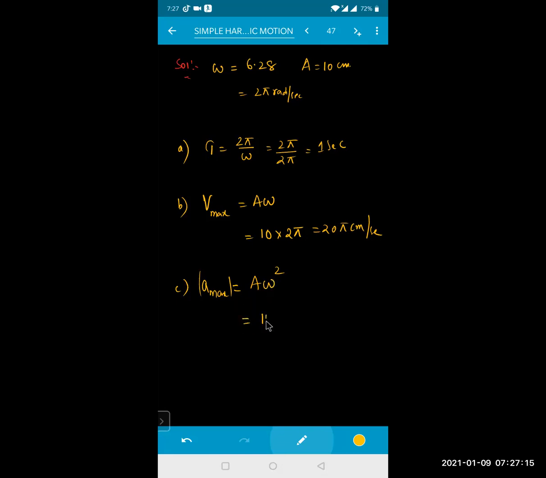Maximum amplitude is given for me as 10. Omega value is given as 2 pi, whole square. That will become for me how much? 2 square is 4. 4 into 10 is nothing but 40. So this is your 40 pi square centimeter per second square.